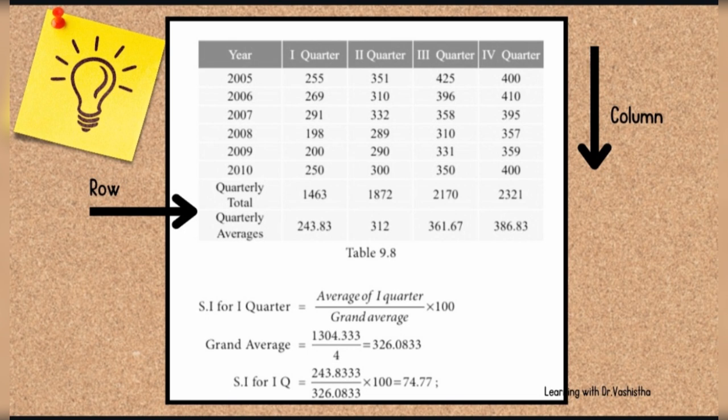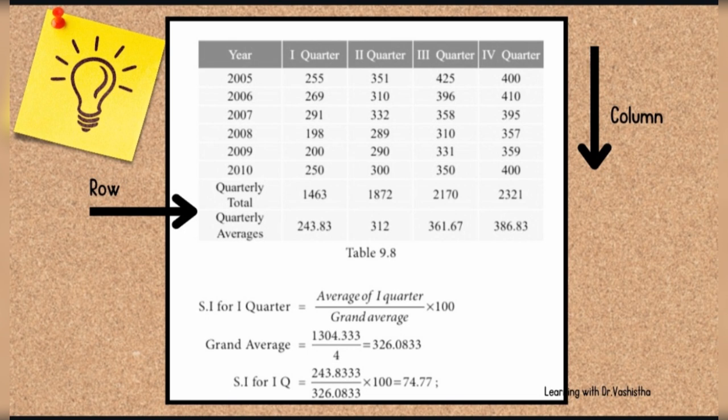So with the help of the quarterly total, we'll find out the average of the first quarter, which will be the quarterly total, which is 1463, as you can see in the first column, divided by the number of years, and we have taken a period of 6 years here. The quarterly average comes out to be 243.8. Similarly, the quarterly averages of the other quarters will also be calculated. Like you can see, the second quarter is 312, the third is 361, and 386.83 for the fourth quarter.